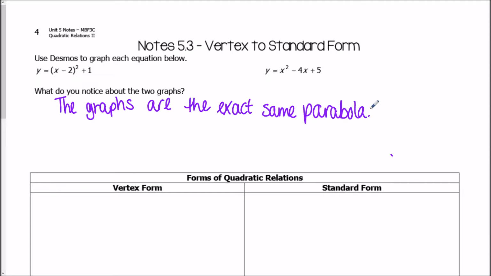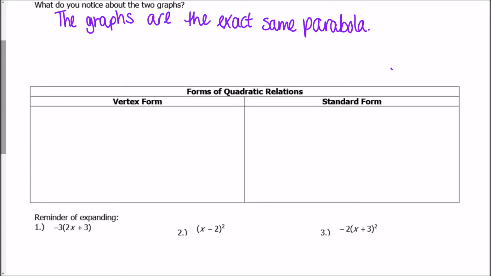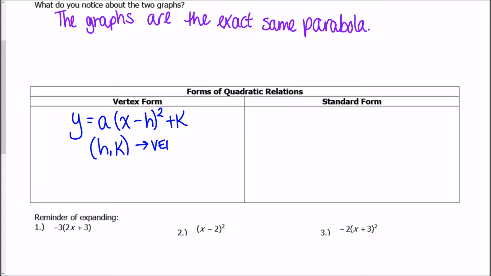Okay, so now we need to know about the different forms for quadratic relations, and this is stuff you know from last unit, but we're still going to write some important information down right here. So vertex form is always going to be y equals a times (x minus h) squared plus k, and don't forget that (h, k) is going to be your vertex, and that's really important that you know that. Okay, now standard form you're also familiar with. It's just y equals ax squared plus bx plus c. Okay, and standard form is going to give us some really good information.